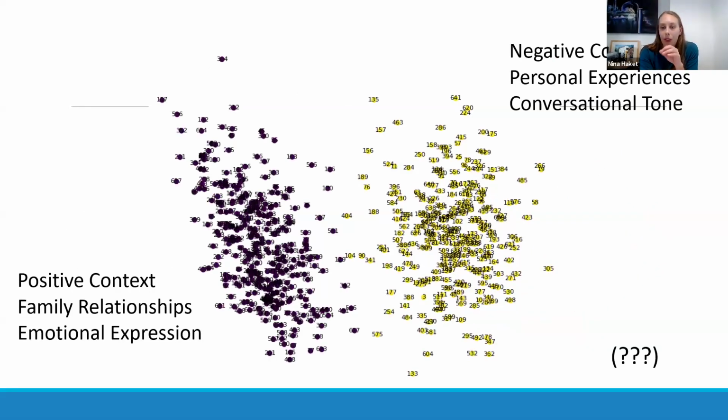It's not that simple. I tried really hard to do a good qualitative analysis here, but as of right now, with how far I've managed to get with it, I haven't found a clear thing of what the algorithm is clustering these off of. My best guess so far is that the yellow clusters refer to a very negative usage of the word wife, a lot of slurs, a lot of personal experiences, very conversational tones, whereas the purple ones are much more positive uses of the word.